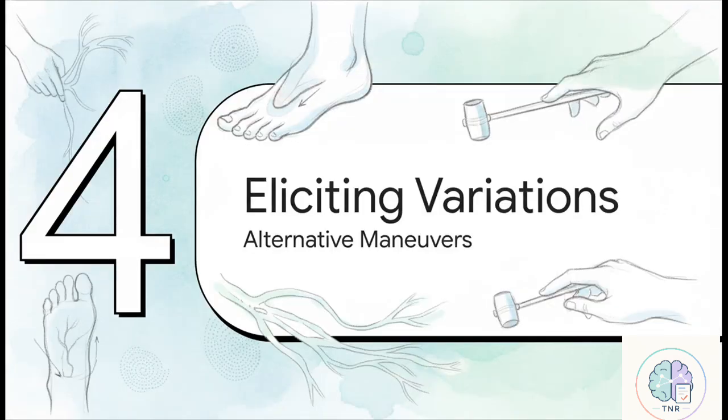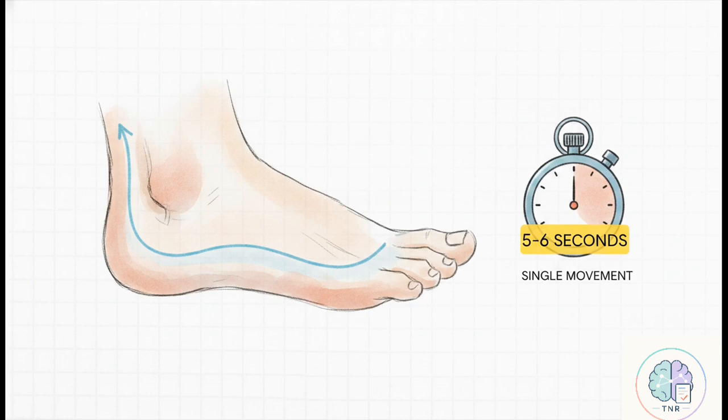All right, Section 4. Variations in eliciting responses. The absolute gold standard technique here requires the perfect noxious stimulus.